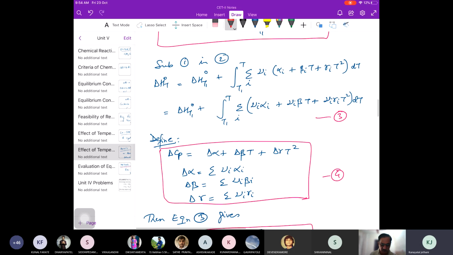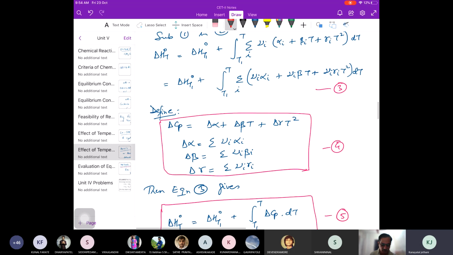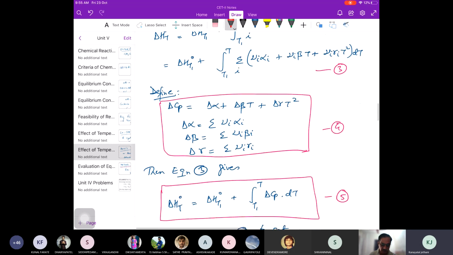Now we define delta Cp is equal to delta alpha plus delta beta T plus delta gamma T square. Whereas delta alpha is nothing but summation of nu i into alpha i, and delta beta is equal to summation of nu i into beta i. Delta gamma is equal to summation of nu i into gamma i. Then equation 3 will give delta H at T, 0 is equal to delta H at T1, 0 plus integral T1 to T delta Cp dT. So by this definition of delta Cp and delta alpha, delta beta, delta gamma. Any questions on equation 5?